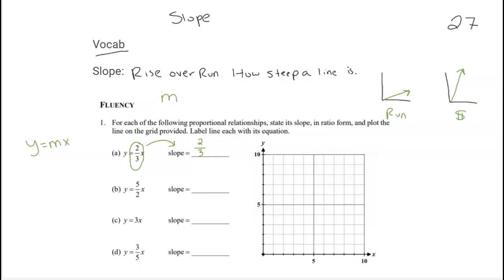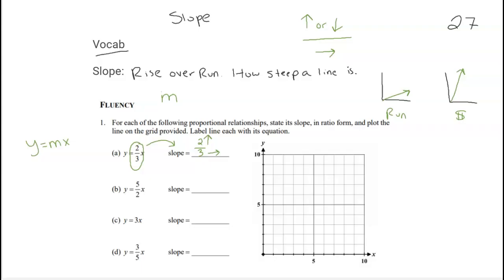Now, if we were to actually graph this, remember, rise over run, we're going to go up or down, and over, either left or right. I always like going to the right. So starting from 2, we are going to go up 2 because we have a positive, and remember, we're always going to the right. So we're going to go right 3.